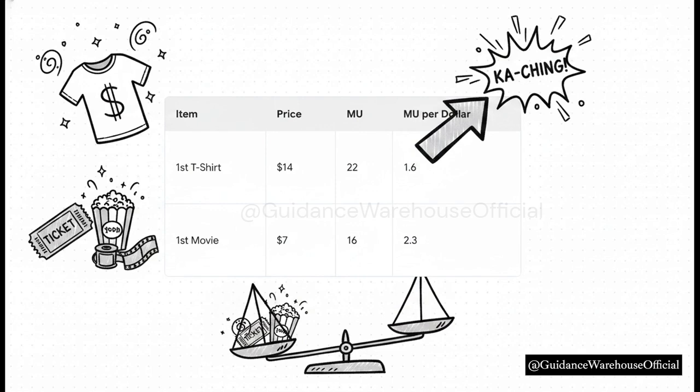Let's look at Jose's options again. His first t-shirt gives him 22 utils and cost $14. 22 divided by 14 is 1.6 utils per dollar. Now look at the first movie ticket. It gives him 16 utils, which is technically less total joy than the shirt, but it only costs $7. 16 divided by 7 is 2.3 utils per dollar. Because the movie has a higher marginal utility per dollar, it offers a way better bang for his buck. He should absolutely buy the movie first.